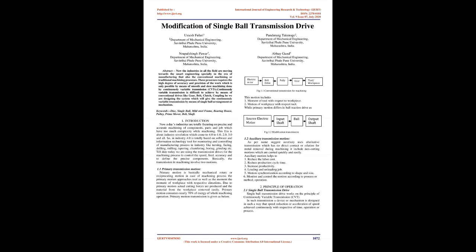Continuously variable transmission is difficult to achieve by means of conventional drives like gear, belt, clutch, coupling. Here we are designing a system which will give continuously variable transmission by means of a single ball arrangement or mechanism. Keywords: disc, single ball, mild steel frame, bearing house, pulley, prime mover, belt, shaft.